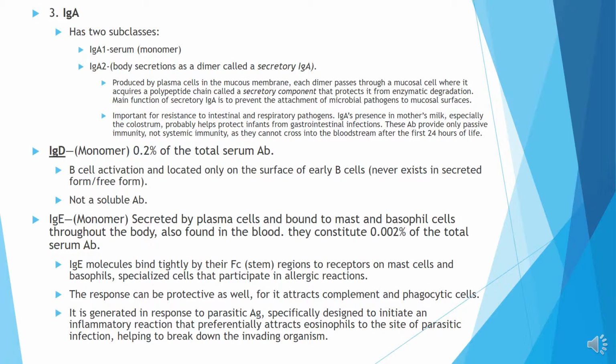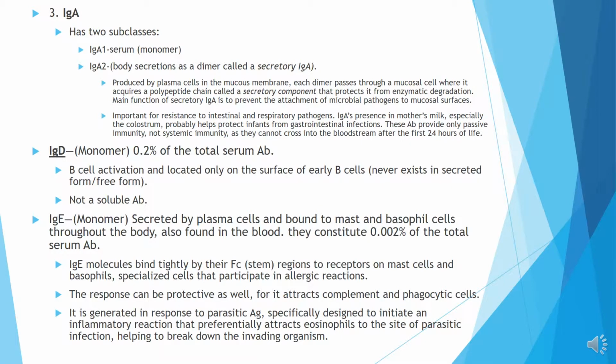Secretory IgA is important for resistance to intestinal and respiratory pathogens, and IgA's presence in mother's milk, especially the colostrum, probably helps protect infants from gastrointestinal infections. These antibodies provide only passive immunity, however, and not systemic immunity, as they cannot cross into the bloodstream after the first 24 hours of life.